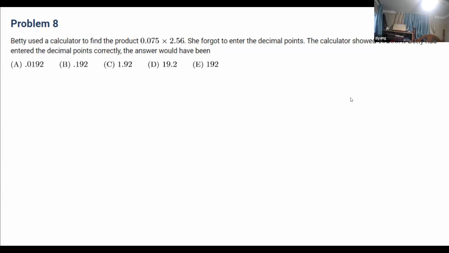Well, I noticed how many digits were behind the decimal and I counted them up. It was 5. And if Betty had put the decimals into the calculator, I don't know how to explain it, but we would place the decimal behind the 1.